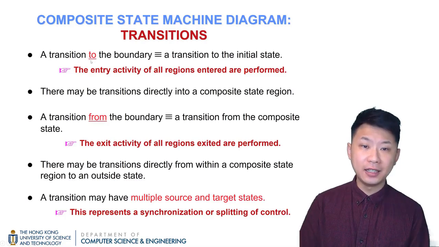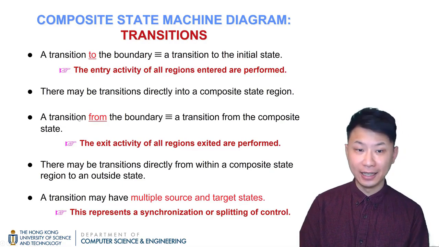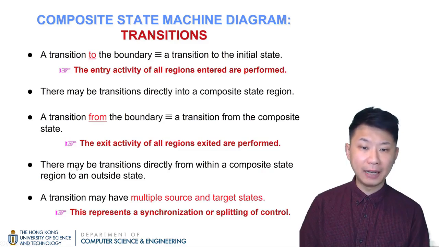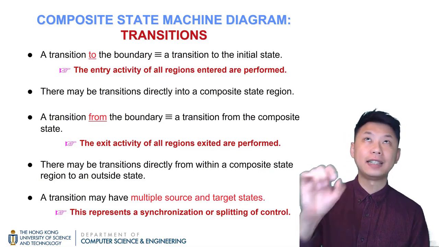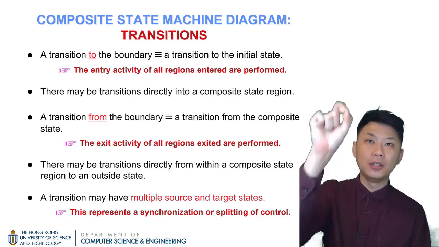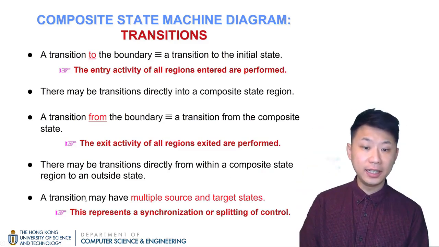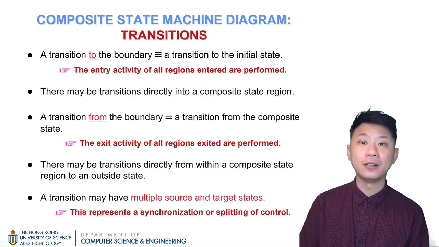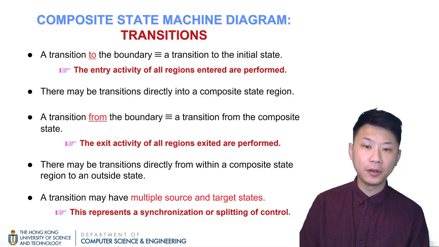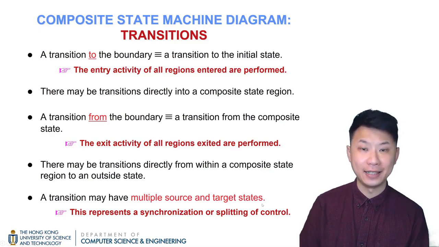We may have a transition going into the boundary of a composite state or going out from the boundary of a composite state. And it's also possible that we may have transitions that go directly from within a composite state region to an outside region. So that means we go directly from the substate to the superstate. And a transition may have multiple source or target states. And this represents a synchronization or splitting of control. And I'm going to show you an example of a transition that has multiple source and target states.